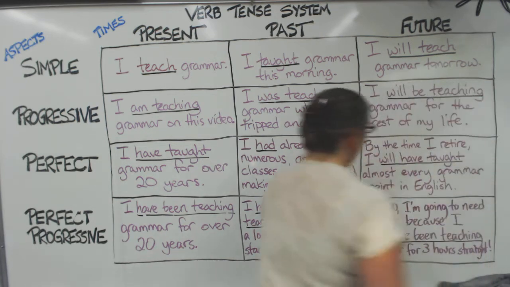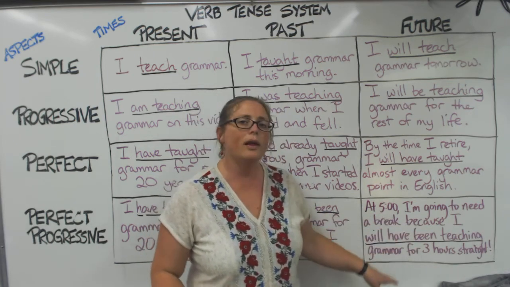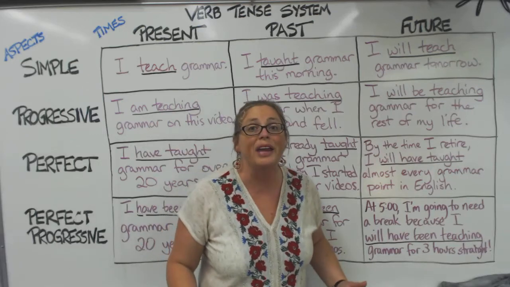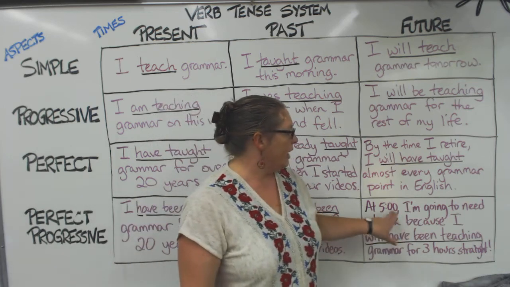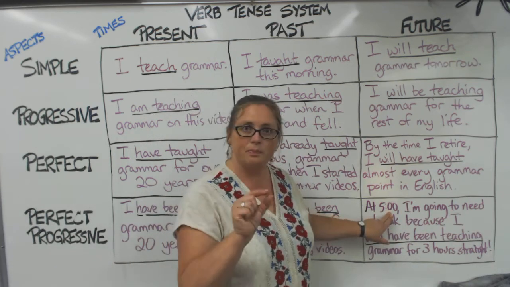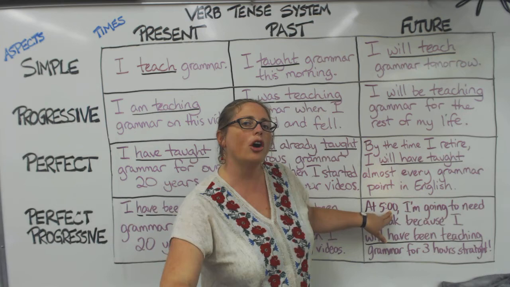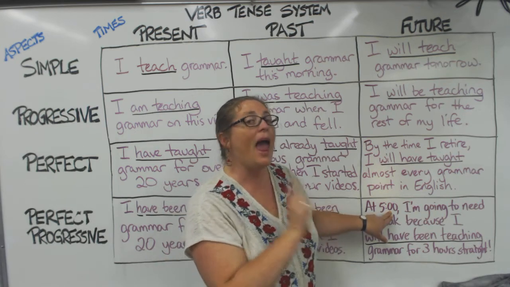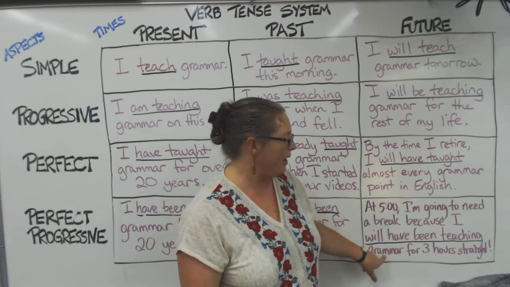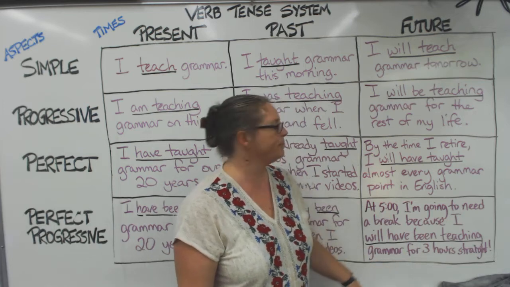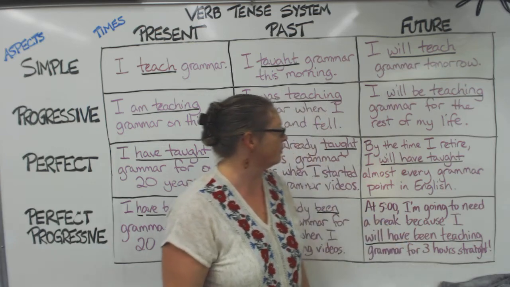General differences between the perfect and the perfect progressive. And then here we have the future perfect progressive. At 5 o'clock, I'm going to need a break because I will have been teaching grammar for 3 hours straight, not no break. So we are looking at a future point in time. Here I'm specifying the actual time, and I want to say what started before this time and was not finished at this time. Started before and not finished teaching grammar. Length of time, duration that I'm using here.